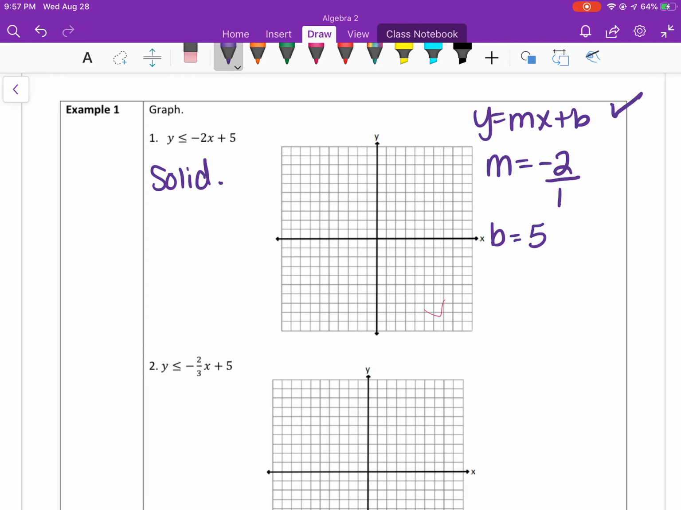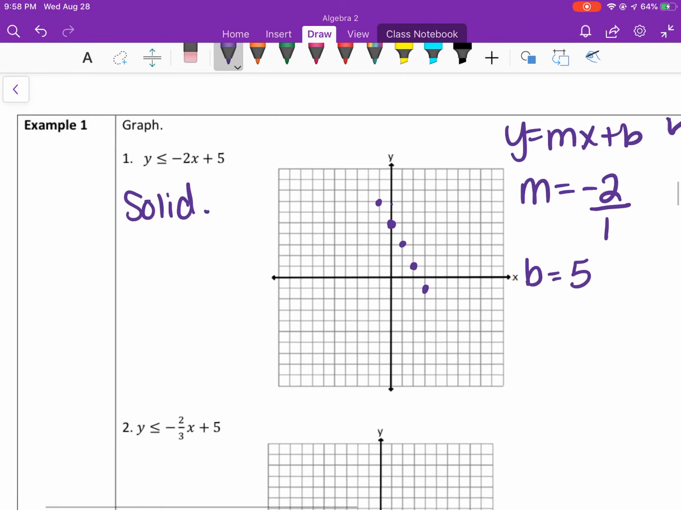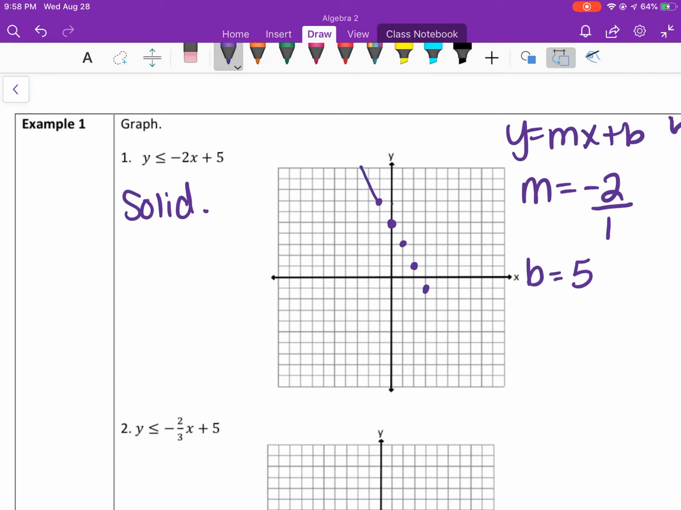Okay, so we're going to start at +5 and then a slope of -2. So I want to go down 2, right 1, so -2, +1, -2, +1. Or you can go +2, -1 to make our line. Our line is going to be solid. And now we need to decide where we shade.